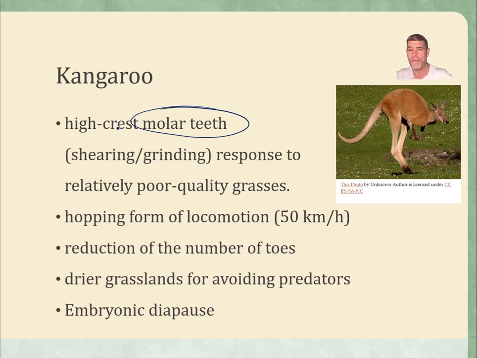From the massive carnassials of some of the carnivores, the shearing teeth that shear meat, and then you've got some great cuspid molar grinding teeth for a lot of the browsers, and the kangaroos fall into that. But their teeth are even more specialized than that. They have such a wonderful adaptation.